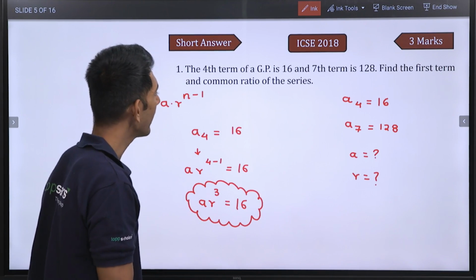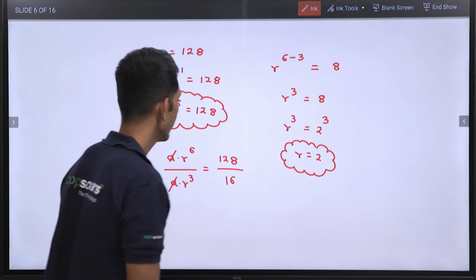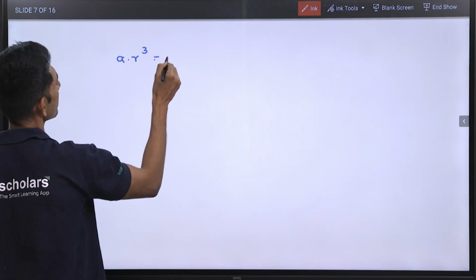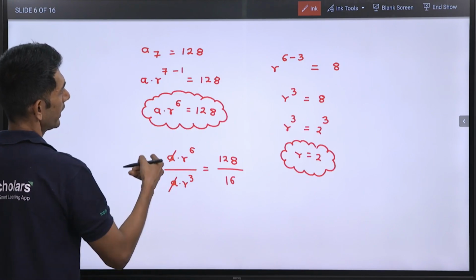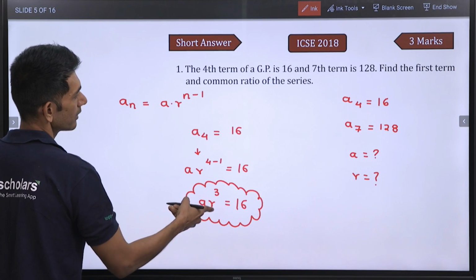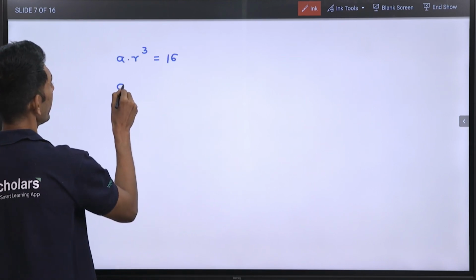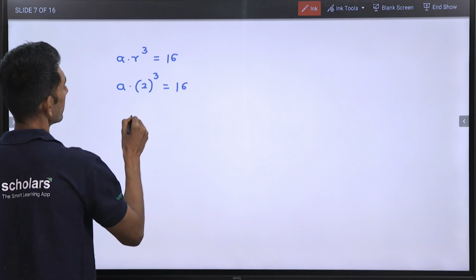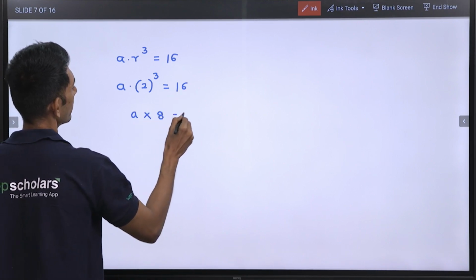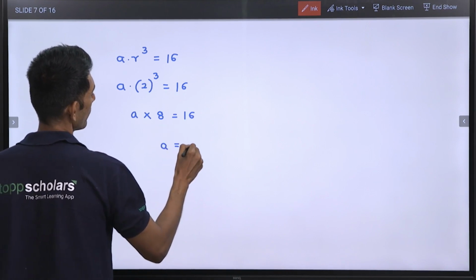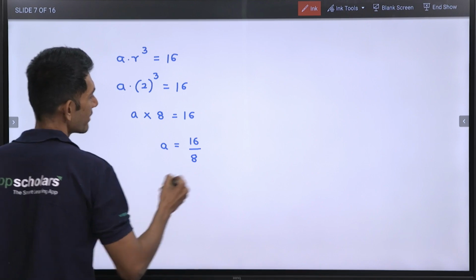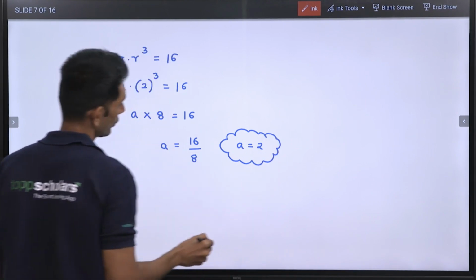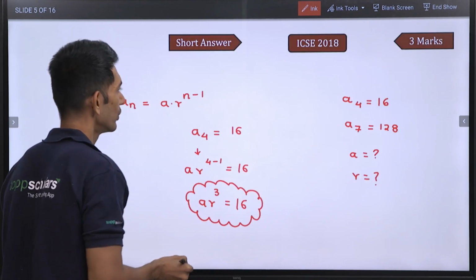Once we get the value of R, can we find the value of A? Yes. We know that A into R cube is 16, right? But what is R? R is 2. So A into 2 cube is 16. So A into 8 is 16. So A will be equal to 16 divided by 8. So the value of A that we get is 2. The value of A is 2 and the value of R is also 2.